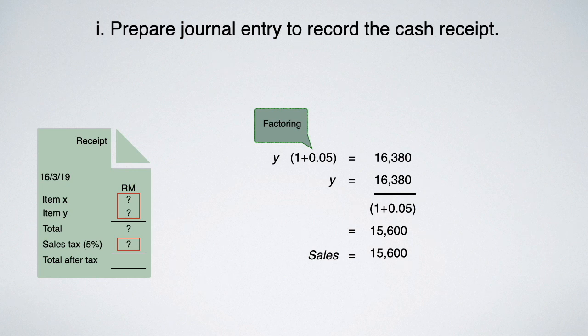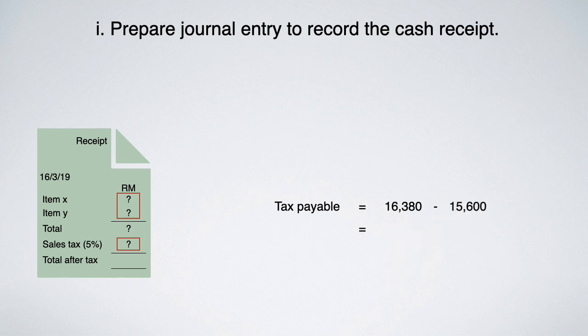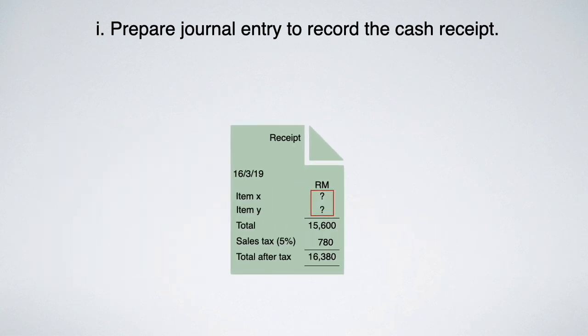Okay, so you dah dapat. Sekarang ni sales adalah RM15,600. So you ganti sales tadi kepada RM15,600. Bila you ganti, you akhirnya dapatlah tax payable. Okay, the tax payable is actually, dalam case ni, you dapat RM780. Okay, so konon-konon kita masukkan dalam receipt tu balik. Kita penuhkan nilai pada receipt, barulah you nampak bahawa actually the money received is the combination between the sales 15,600 and the sales tax 780.